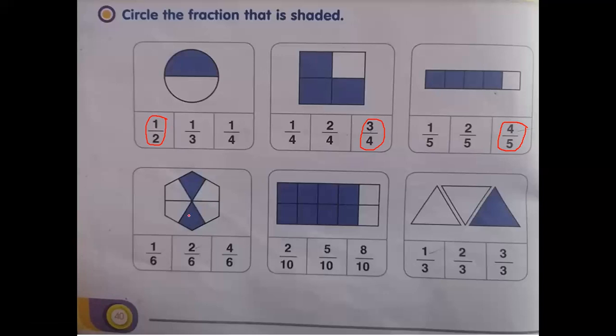This one, how many shaded parts do we have? 1, 2. And how many parts in all? 1, 2, 3, 4, 5, 6. So the fraction is 2 over 6. And here, let's count the shaded parts. 1, 2, 3, 4, 5, 6, 7, 8. So we have 8 shaded parts and the total is 9, 10. All of them are 10. So the fraction is 8 over 10.